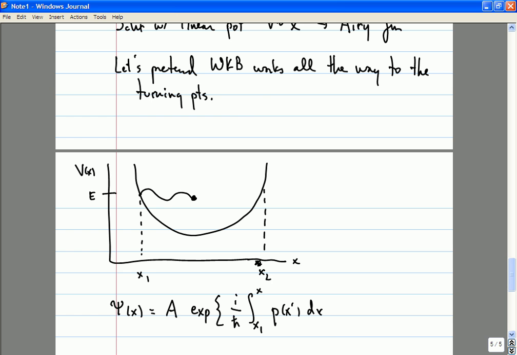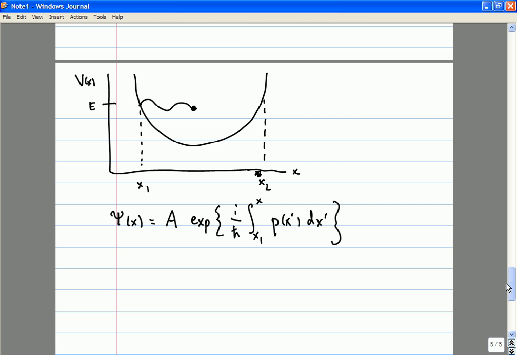However, the same WKB approximation says that the wave function could also be determined by integrating down from x2 instead of up from x1. That's just another version of the WKB approximation. And by equating these two expressions, we then obtain a constraint on the solutions to the time-independent Schrödinger equation.